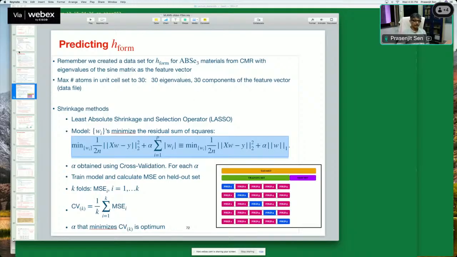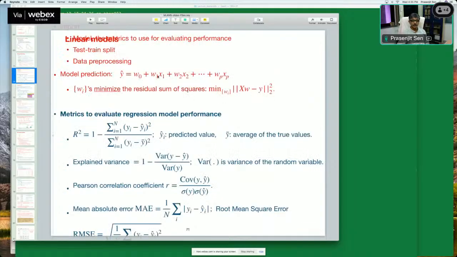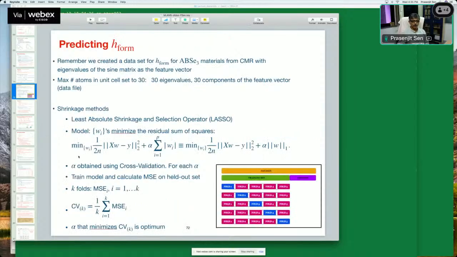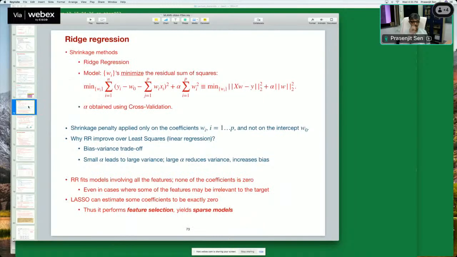So in this equation, the absolute values of omega 1 to omega p are added and multiplied by alpha, not omega naught, which is the intercept. I explained that alpha can be obtained by cross validation, which in this case is fairly simple because we have only one tuning parameter or hyperparameter, whichever way you call it. But things can be more complex in more complex models, and eventually we will go to discussing random forest.